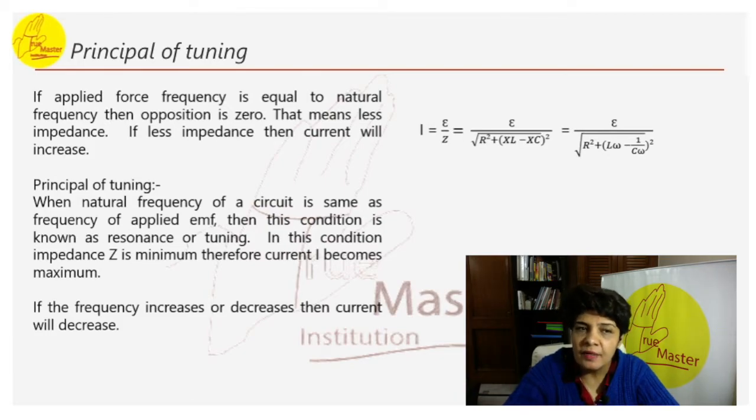Principle of tuning and resonance. When the natural frequency of a circuit is the same as the frequency of the applied EMF, then this condition is known as resonance or tuning. In this condition, Z is minimum, therefore I is maximum. So I equals EMF by Z, which is the impedance, putting the value of Z here and putting the value of XL and XC, we arrive at this formula. Please note down this formula as well.